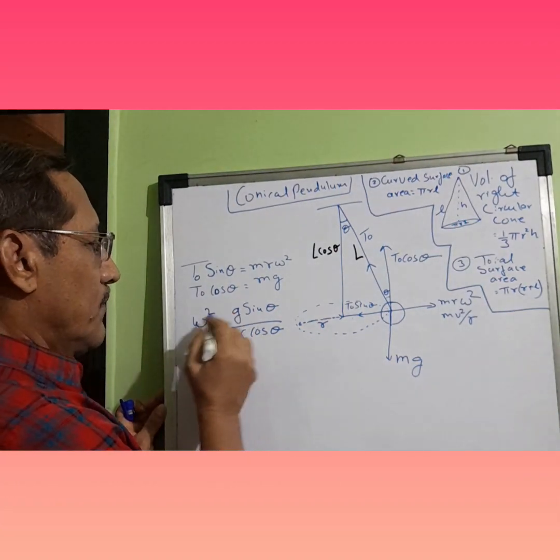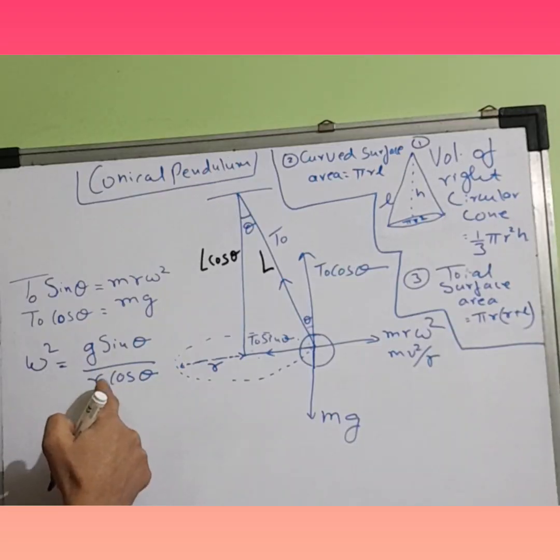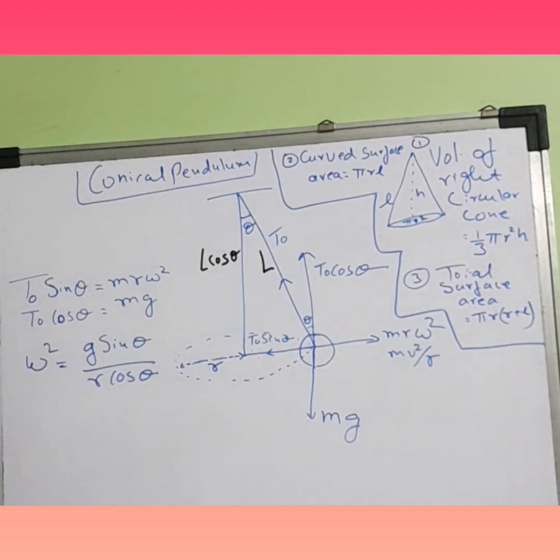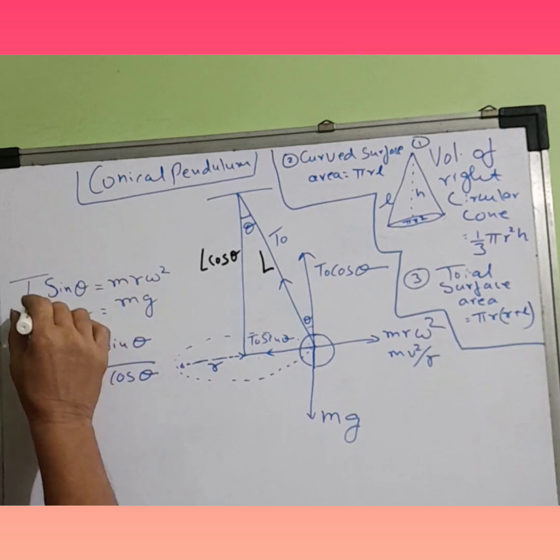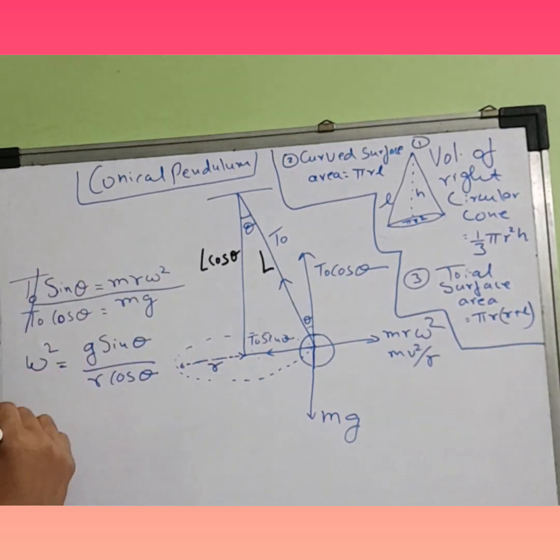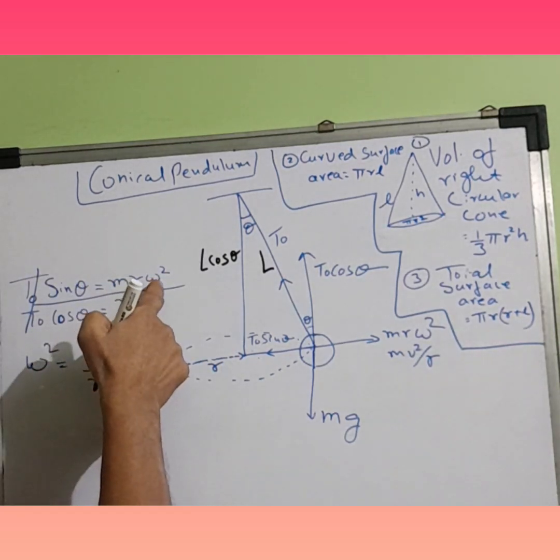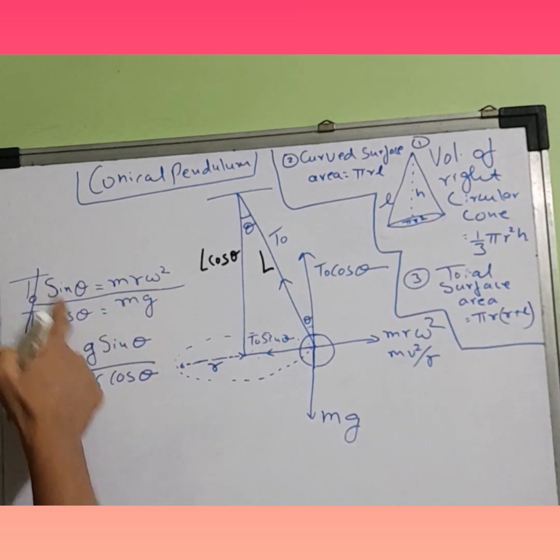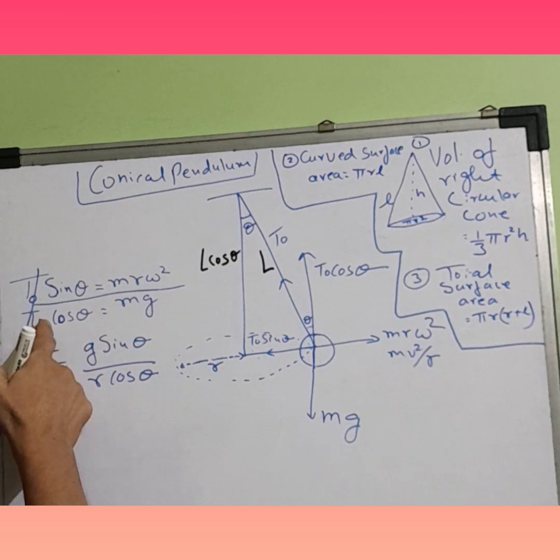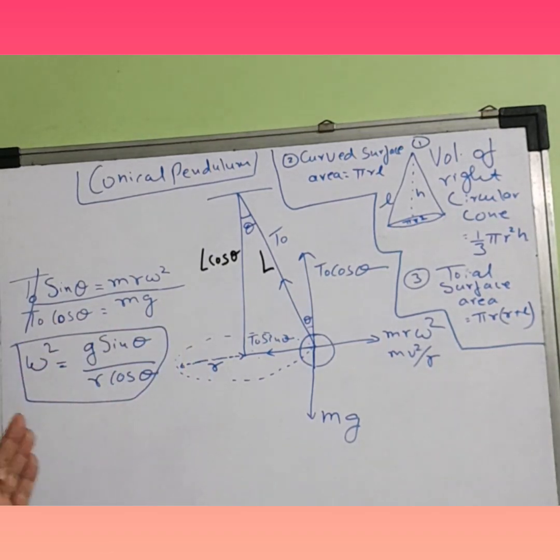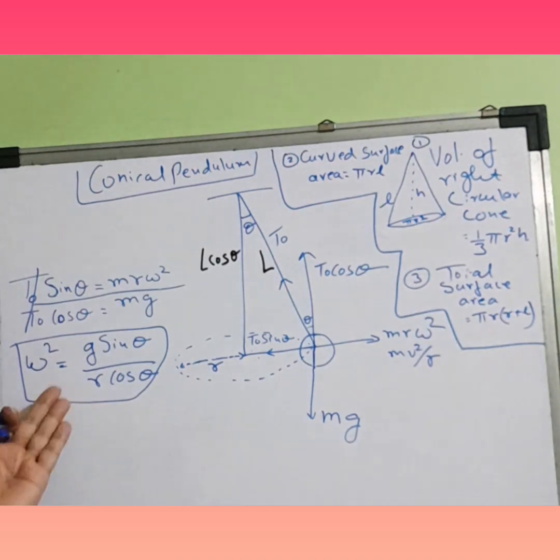So we got omega square is equal to g sin theta over r cos theta. Can you tell me how? So simple. You just cancel this. We want omega square. Take g there, g sin theta. Take r down there, r cos theta. So you get this formula. Once you get into this, then everything is very simple.